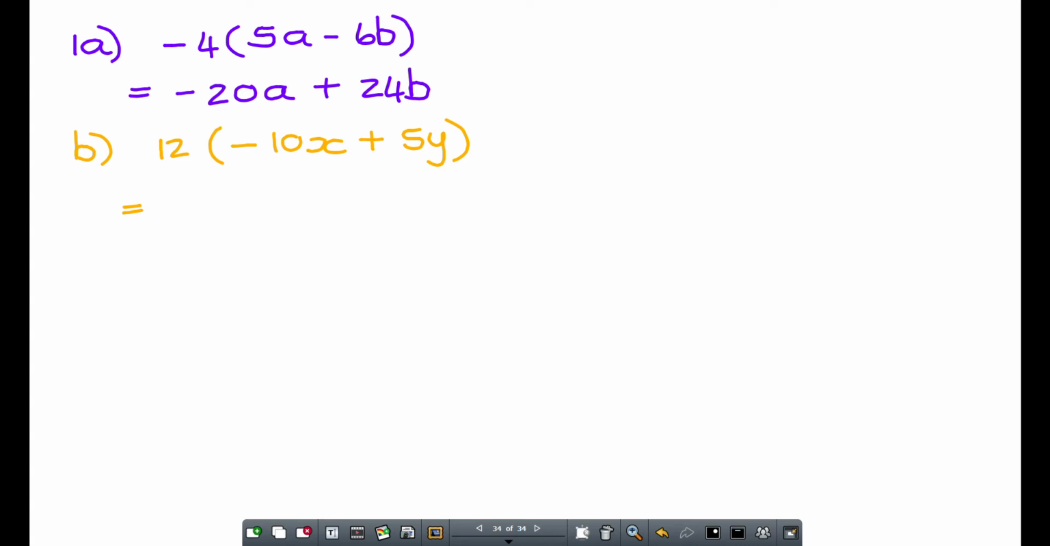Okay, so the 12 must be multiplied in with everything inside the bracket. So you're going to have minus 120x plus 60y. Because 12 times 5. Are you fine with that?